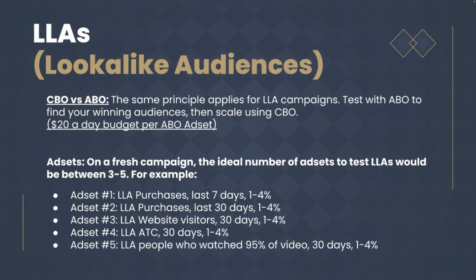For example, ad set number 1, lookalike purchases last 7 days, 1 to 4%. Ad set number 2, lookalike purchases last 30 days, 1 to 4%. Ad set number 3, lookalike website visitors 30 days, 1 to 4%. Ad set number 4, lookalike add to carts 30 days, 1 to 4%. And then a lookalike of people who watched 95% of the video, 30 days, 1 to 4%.